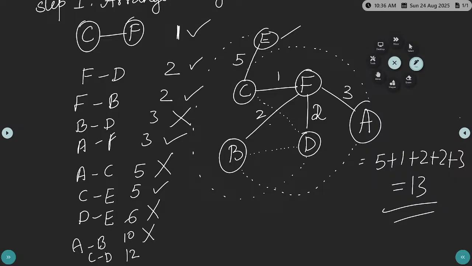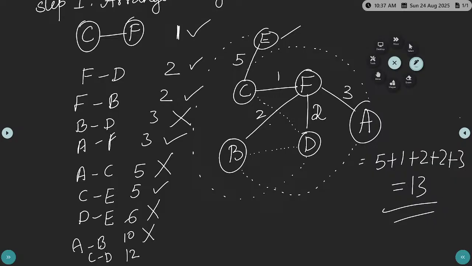Minimum cost spanning tree with Prim's algorithm. So the only difference between Kruskal's and Prim's is that Kruskal's should go in ascending order, while Prim's does not follow any order. You can take any vertex. You can select any vertex and start with that vertex, right? It should not form a cycle. All the vertices should be included. That's the only difference. Write down Prim's algorithm.